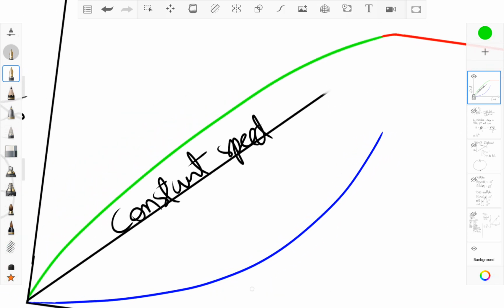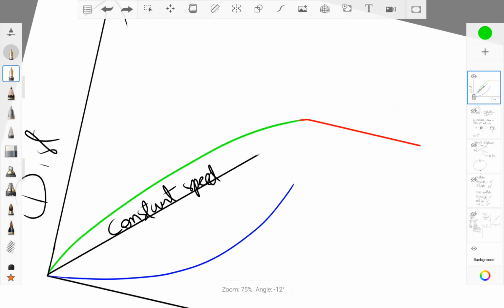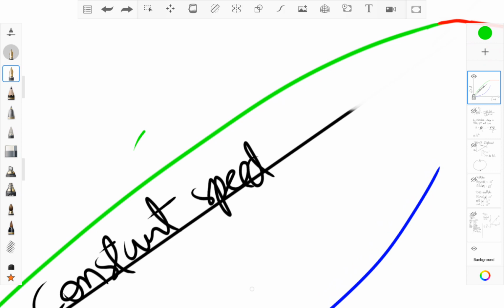The green line, which is kind of a line that curves like this, shows decreasing speed.